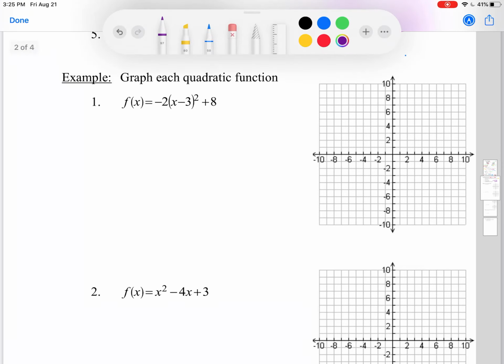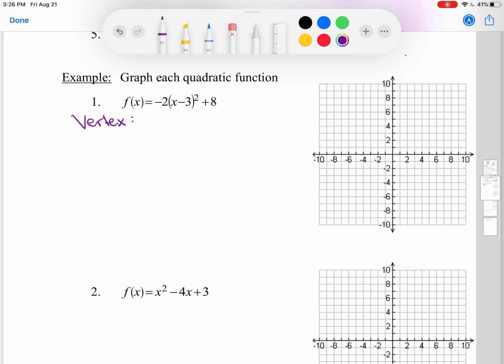So let's start with question 1. We're given a function, f of x is equal to -2 parentheses x minus 3 squared plus 8. Now before we get started, let's figure out what form it is. It has parentheses, it has an a value, an h value, and a k value. And in that case, we will identify this to be in vertex form.